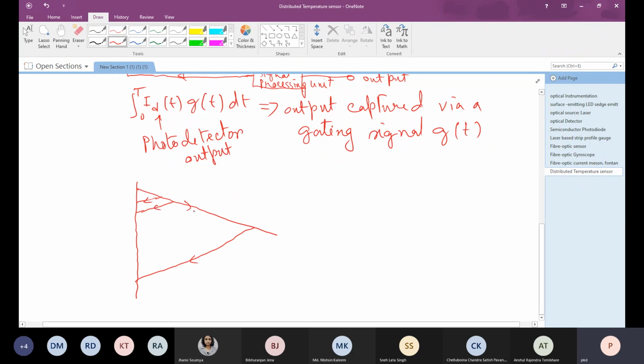So these are the backscattered component. Those are coming, of course, continuous in time as the pulse propagates. But to capture corresponding to a pulse energy, input energy, how much is the backscattered energy? So that need to be seen.